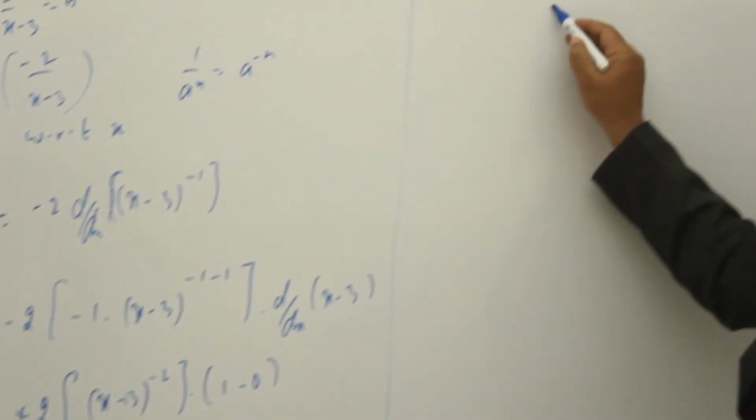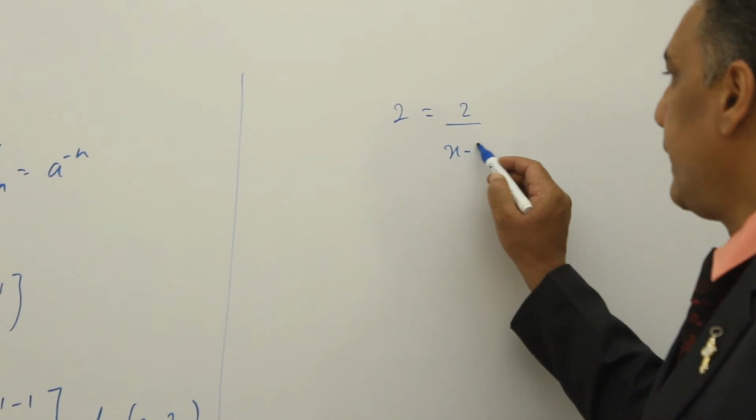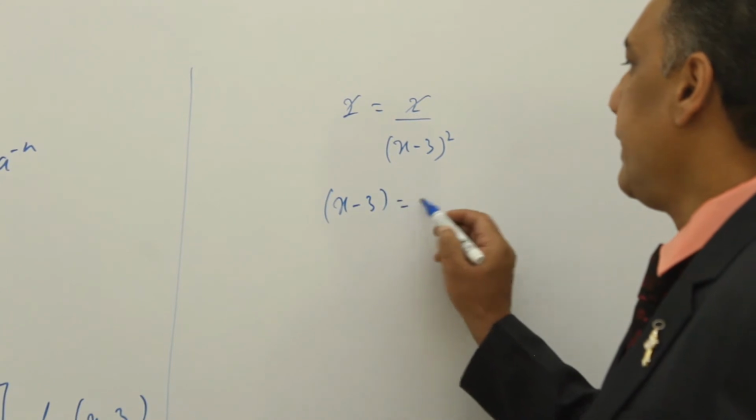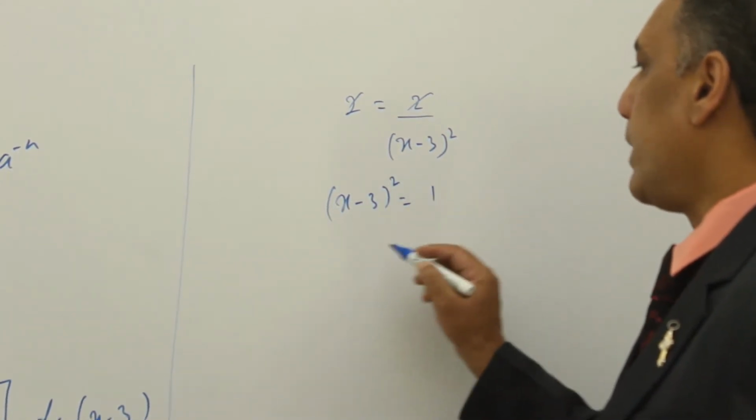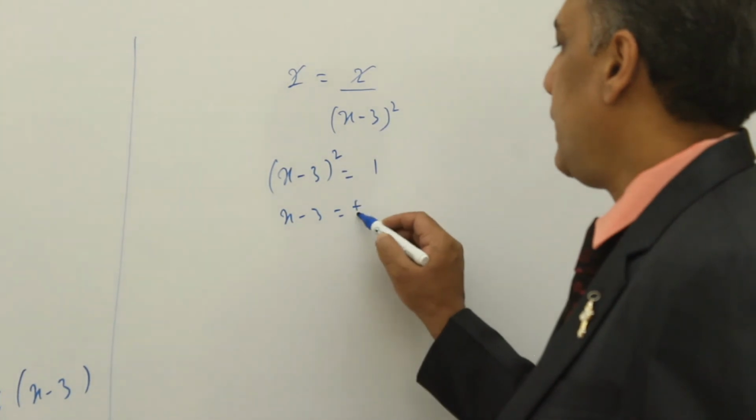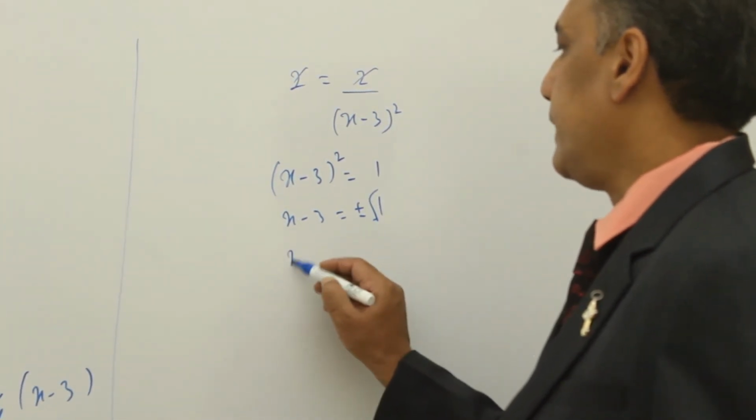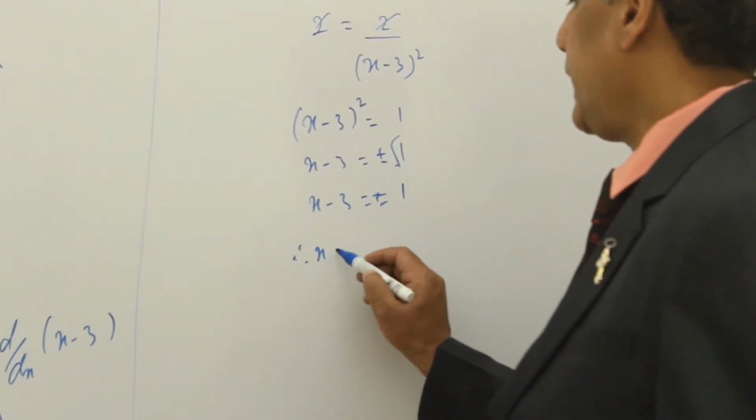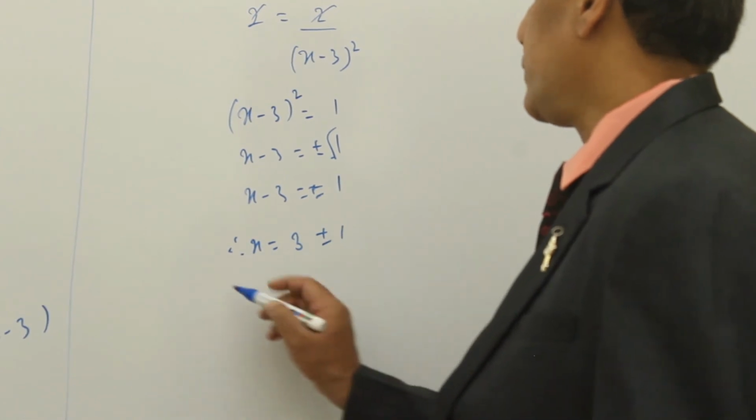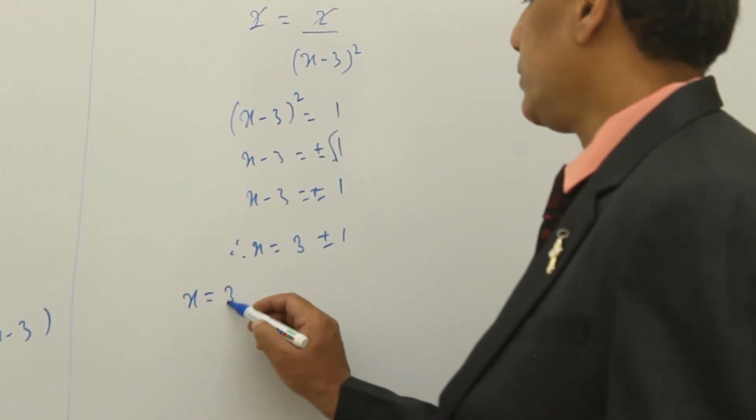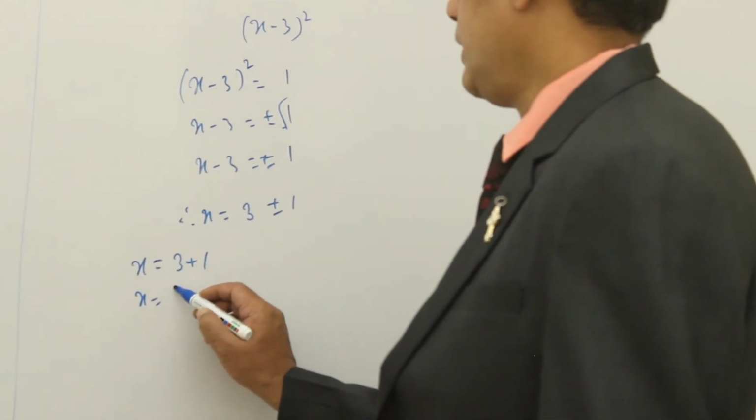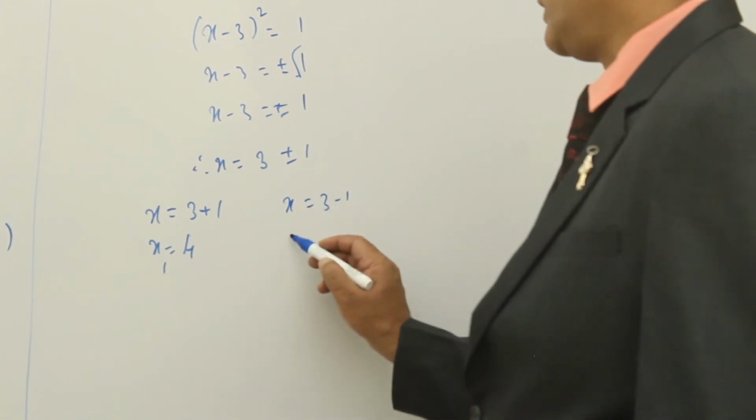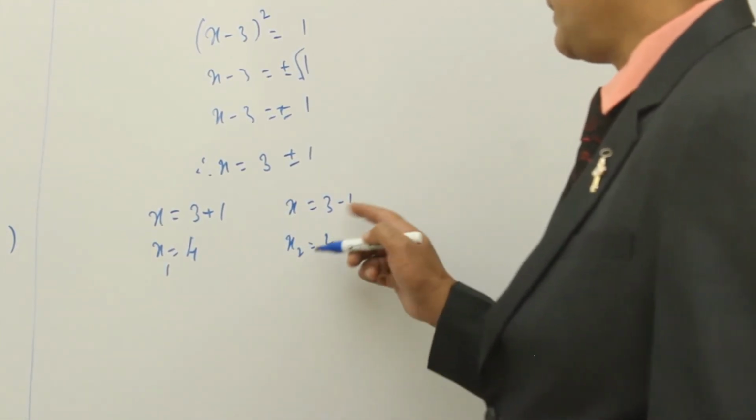So you get 2 equals 2 divided by x minus 3 whole square. The 2 and 2 gets cancelled. Therefore you will get x minus 3 whole square equals 1. So x minus 3 equal to plus or minus root over 1. That is nothing but x minus 3 is plus or minus 1. So therefore you will get x is equal to 3 plus or minus 1. So you will be getting x is equal to 3 plus 1, that is x is equal to 4. This x1 you keep it as 4. Then x equal to 3 minus 1. Keep this one as x2. The x2 is 3 minus 1 is 2.